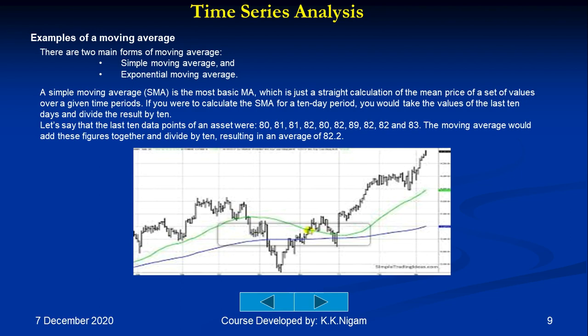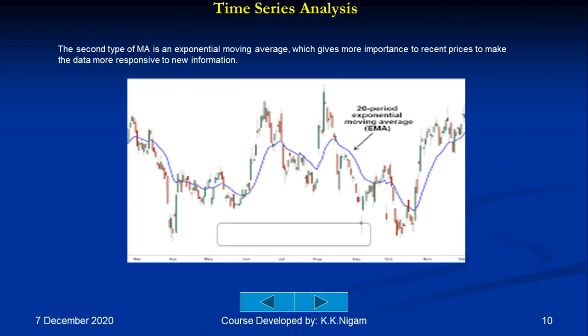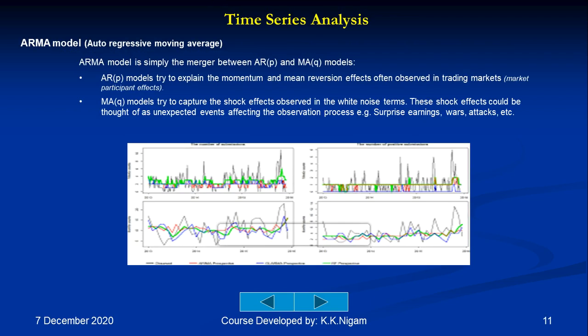Let's say that the last 10 days of data of an asset were 80, 81, 82, 80, 82, 89, 82, 82, and so on. The moving average would add these figures together and divide by 10, resulting in an average of 82.2. The second type of moving average is the exponential moving average, which gives more importance to recent prices to make the data more responsive to new information.